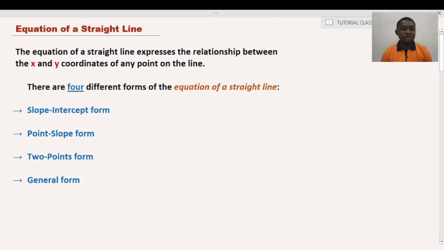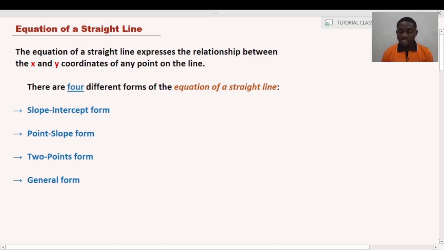Basically, the equation of a straight line expresses the relationship between the x coordinates, which is horizontal, and the y coordinates, which is vertical. There are four different forms of the equation of a straight line, that is, four ways to obtain equations of a straight line. Number one, the slope-intercept form. Number two, the point-slope form. Number three, the two-point form. Number four, the general form.